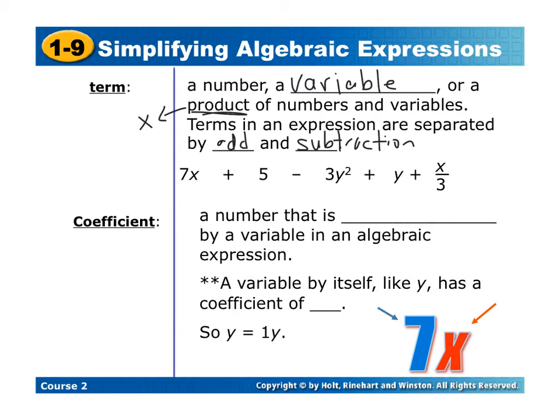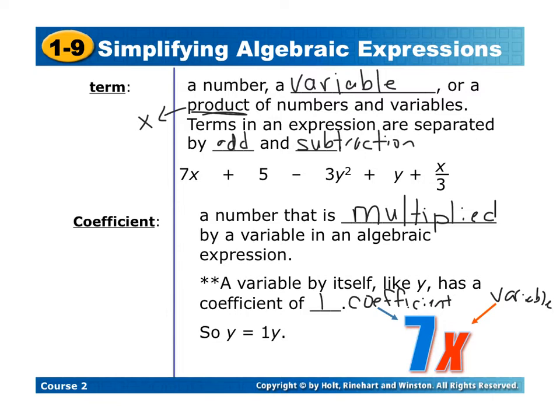A coefficient is a number that is multiplied by a variable in an algebraic expression. A variable by itself, like y, has a coefficient of 1. So for example, if you see y, it is really 1y. So here in our example, we have 7x. 7 would be our coefficient, and x is our variable.